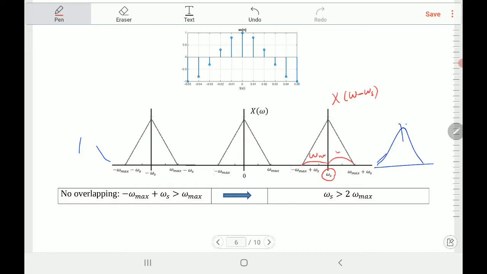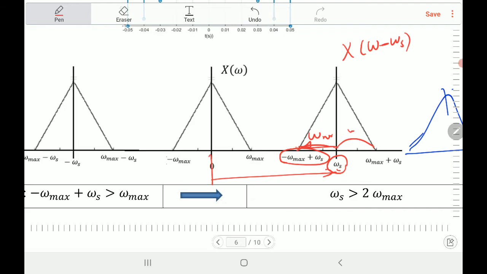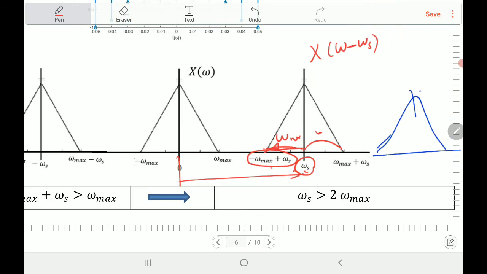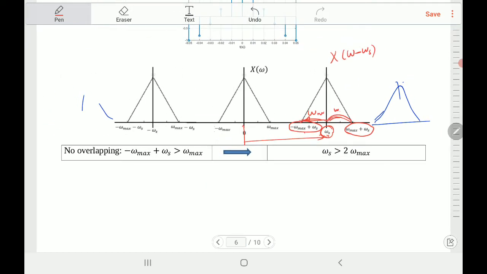So if this is omega s, it may be somebody asking, you measure from 0, of course, this is all omega s. And then you go back omega max, so you got this point, omega s minus omega max. And then when you go ahead, forward, then you add to omega s this omega max, so it will be omega max plus omega s. Well, let's just see what's happening here. You observe no overlapping. It means this is a spectrum, and this is a spectrum, and there is a space here, nothing in there. All right.